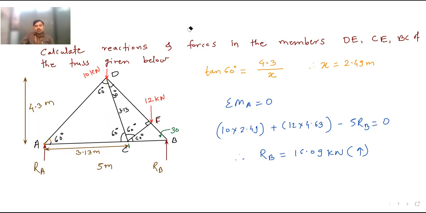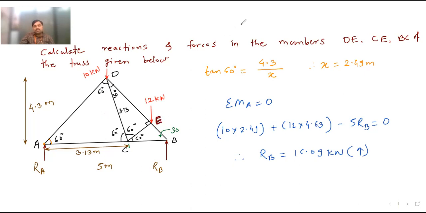Okay. Now we will pass the section. Now we will pass this. Point E? Sorry. Point E. Okay.